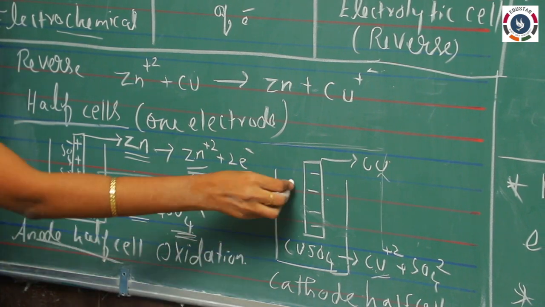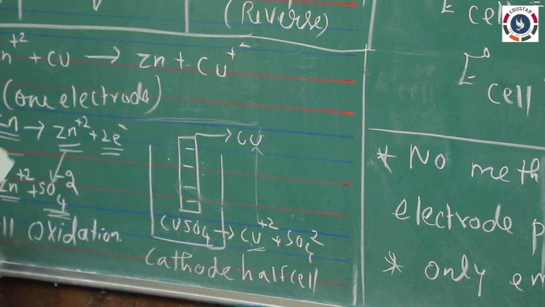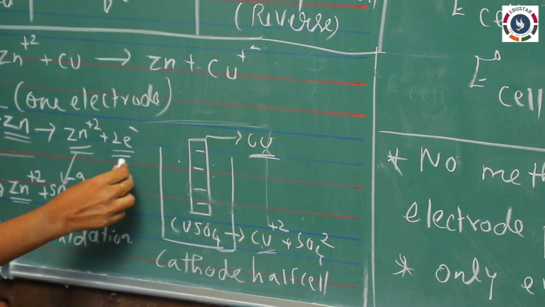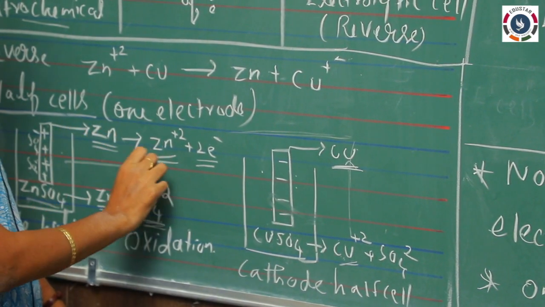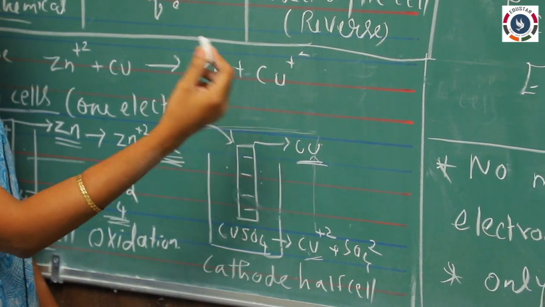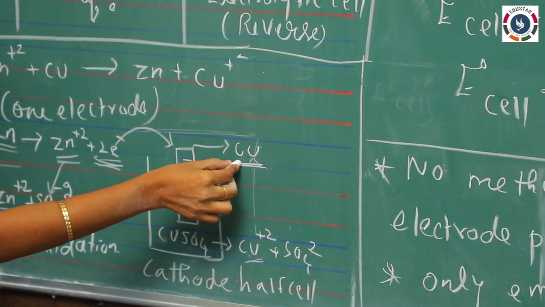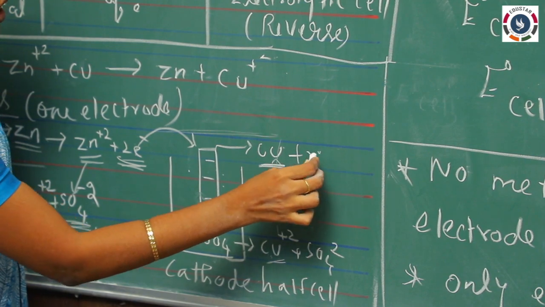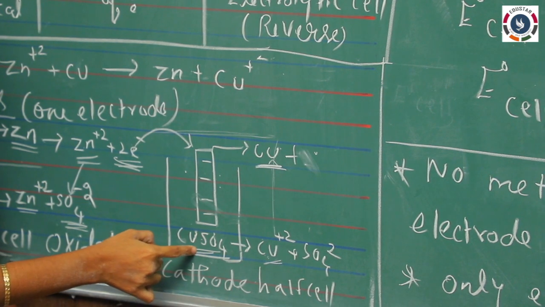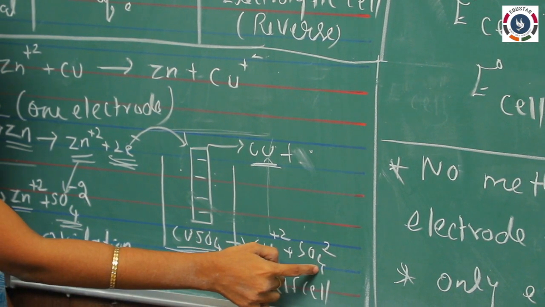Now coming to the cathode half cell. In the cathode half cell I have taken the copper electrode. This copper electrode receives 2 electrons from the anode compartment through the salt bridge. If the 2 electrons enter the copper electrode, they will immediately combine with the copper sulfate present as the electrolyte. This copper sulfate will dissolve to give copper ions and sulfate ions.